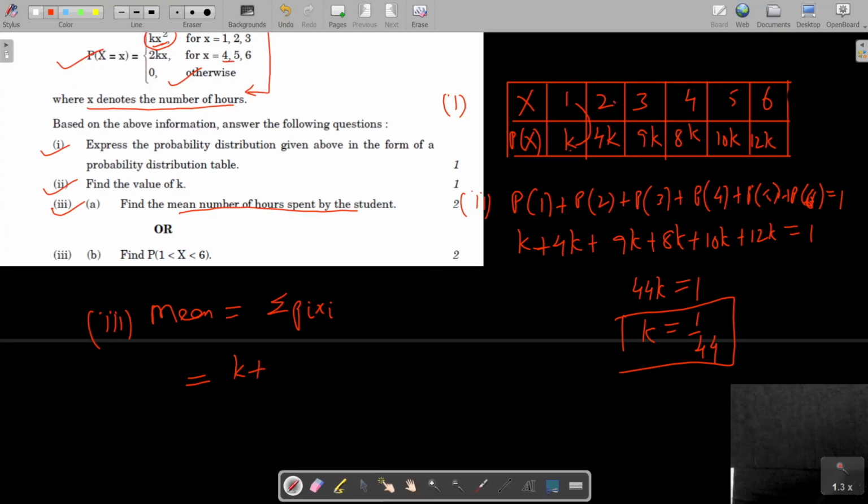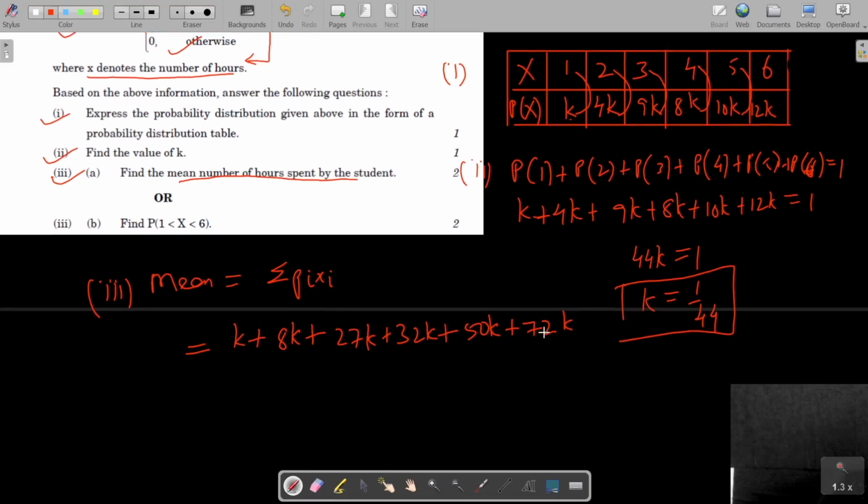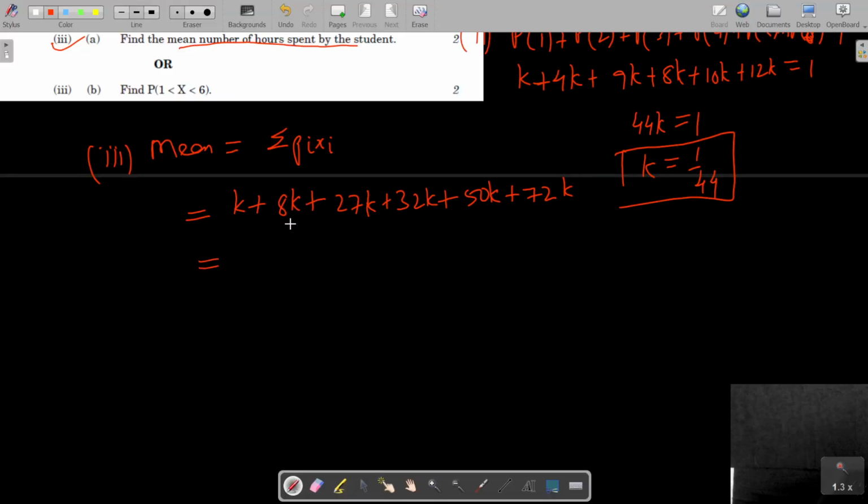So 1 into k is k, plus 2 into 4k is 8k, 3 into 9k is 27k, plus 4 eights are 32k, plus 5 into 10 is 50k, plus 6 twos are 12, 72k, which gives us k plus 8k plus 27k plus 32k plus 50k plus 72k.